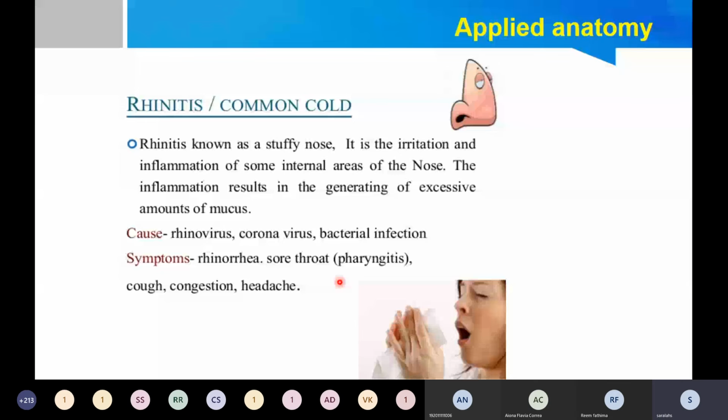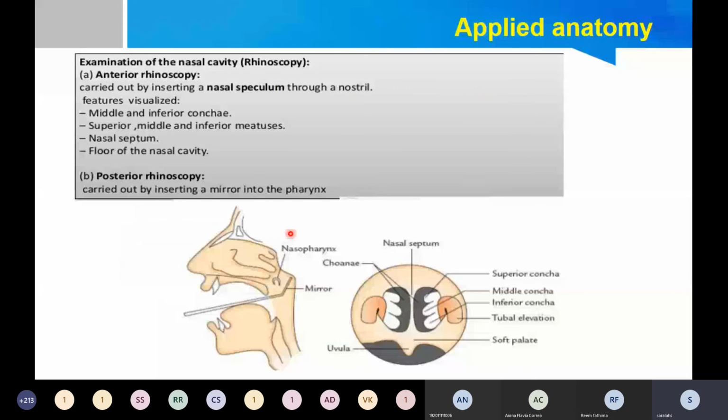Then I already mentioned the examination of the nasal cavity is done through rhinoscopy. There are two things, that is anterior rhinoscopy and posterior. Anteriorly means they introduce a speculum which contains a mirror. If you can see here, this is the mirror.